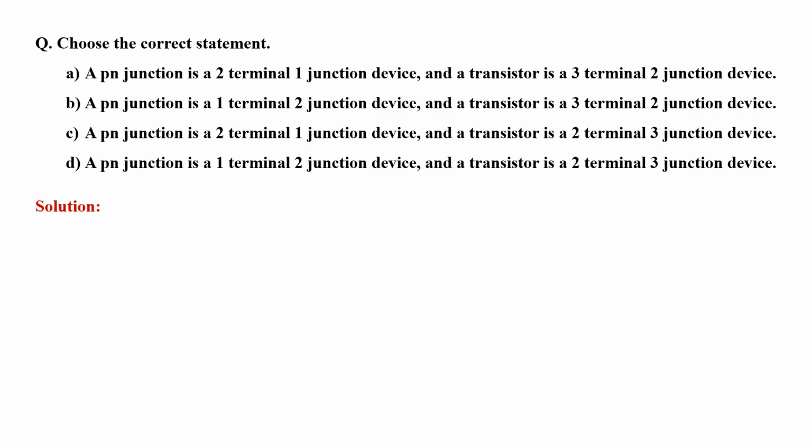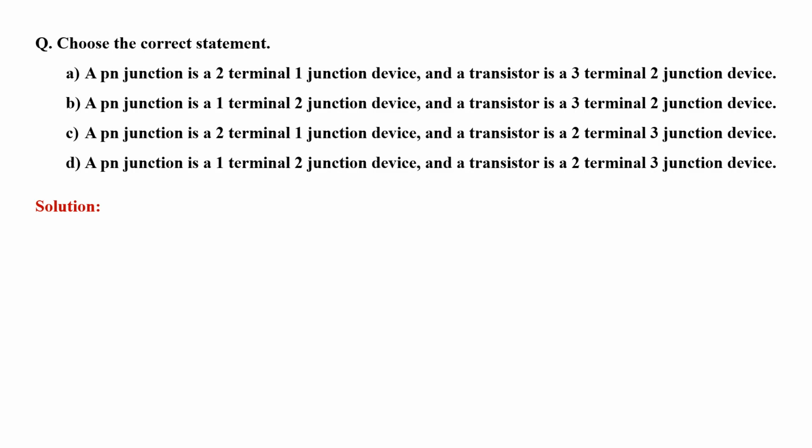Ma'am, I think option A. PN junction is two terminal, one junction, and transistor is three terminal, two junction device. What about Anil? You have the same opinion? I go with option A, ma'am. A PN junction is a two terminal, one junction device, and a transistor is a three terminal, two junction device.